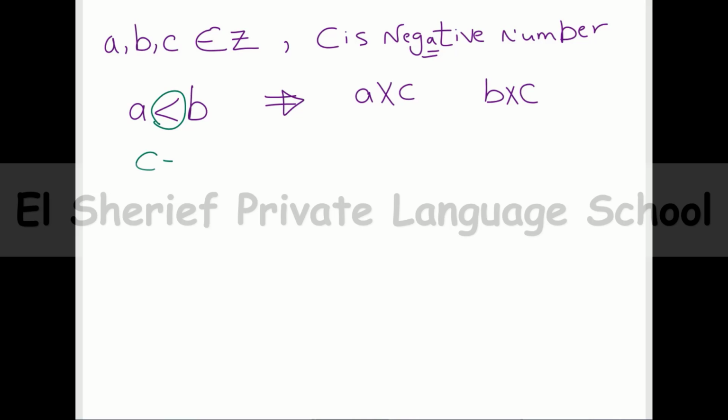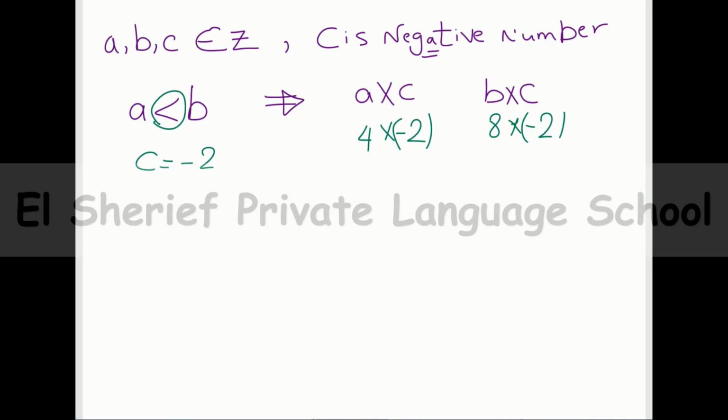Let's see. Multiply by any negative number, say negative 2, negative 1, negative 7, any number but it must be negative. As we said before, let A equals 4 and B equals 8. Here times by negative 2 and here times by negative 2.